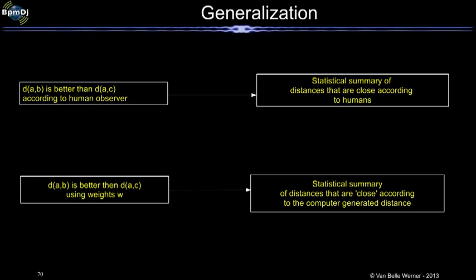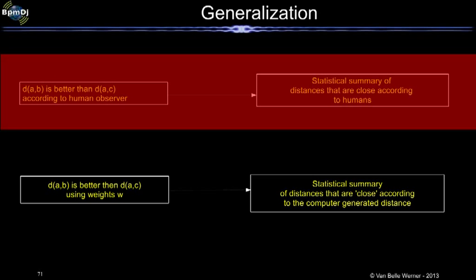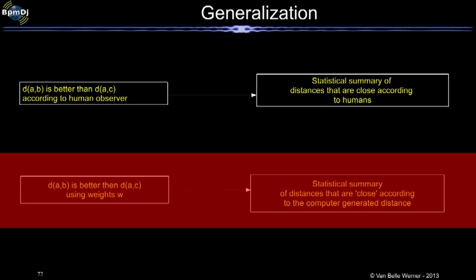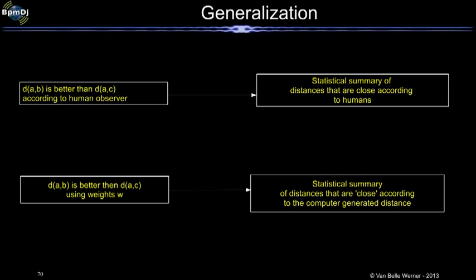The idea is as follows. We have two parallel processes, both telling us something about the distance metric. The first process tells us what the human thinks is closer. The second process is whether the computer, given the weights it is using, thinks that it is closer. In both cases, we can aggregate statistics that tell us something about how important each dimension is.